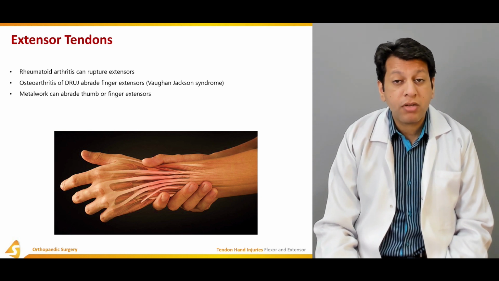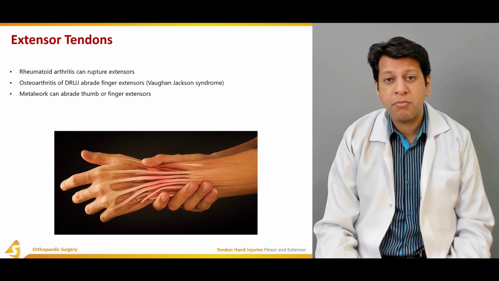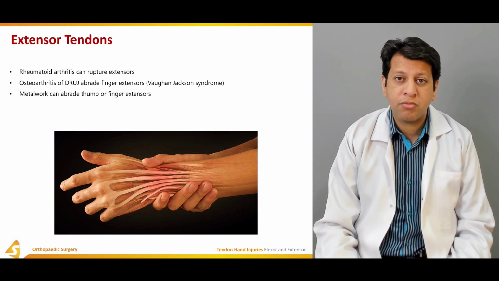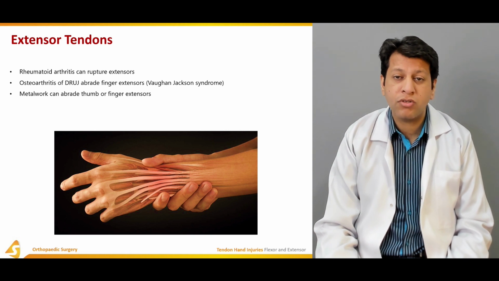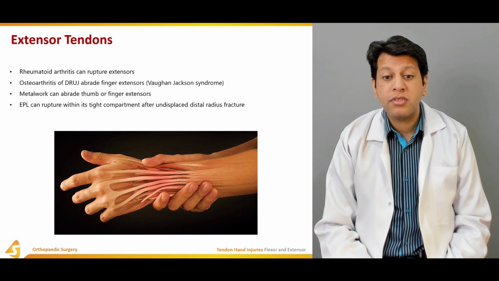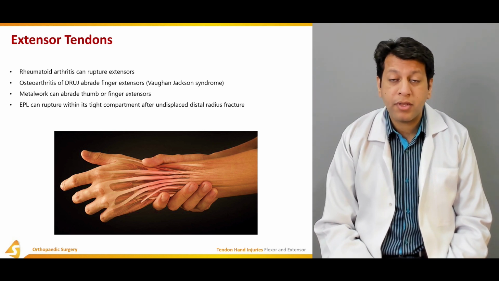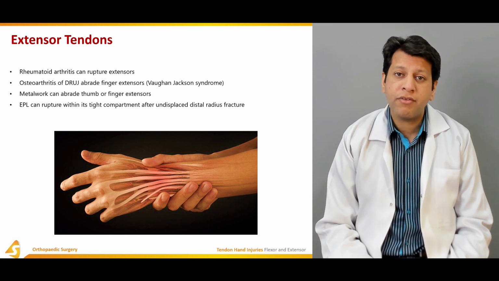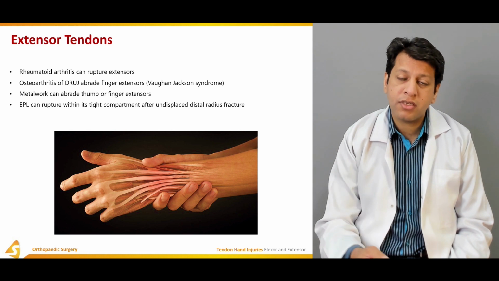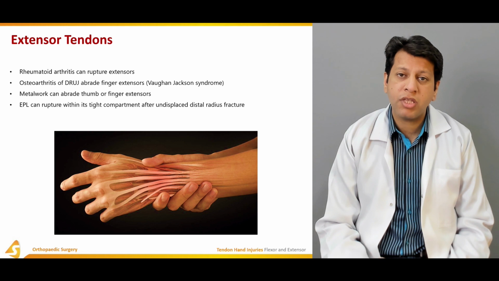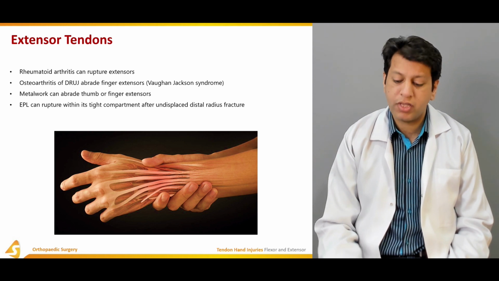This could be metalwork, for example, a dorsally placed plate over the distal radius. This can abrade the extensor pollicis longus or even the extensor digitorum communis, leading to tendon rupture. EPL can get ruptured in its tight compartment after an undisplaced distal radius fracture. This is very common, especially when a Colles' fracture was treated in a cast. After 2 or 3 months, the patient complains that he or she cannot actually extend the thumb, and the cause is EPL rupture due to the tight compartment of the cast.